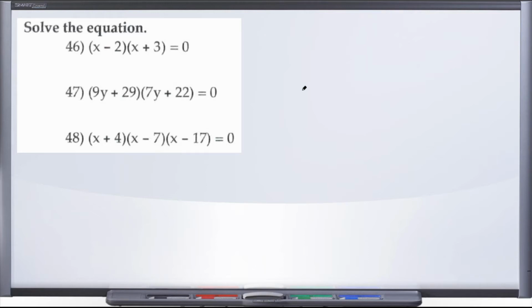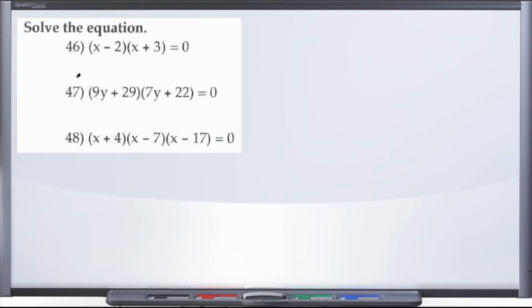Okay, so looking at 46, 47, and 48, the directions are to solve the equation. And these three here are really easy, especially after all the hard work that we just went through trying to factor all of the previous polynomials. These are going to be like a breath of fresh air. So let's go ahead and take a look.